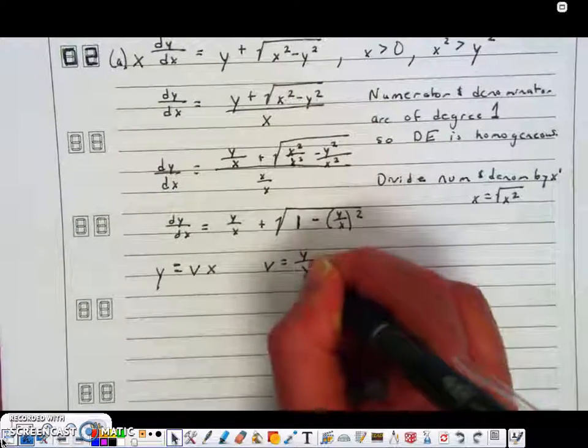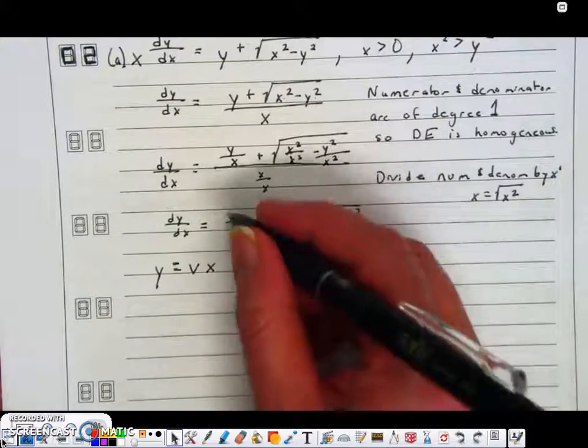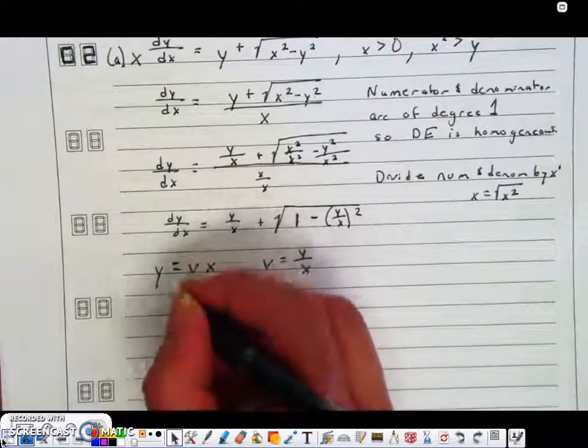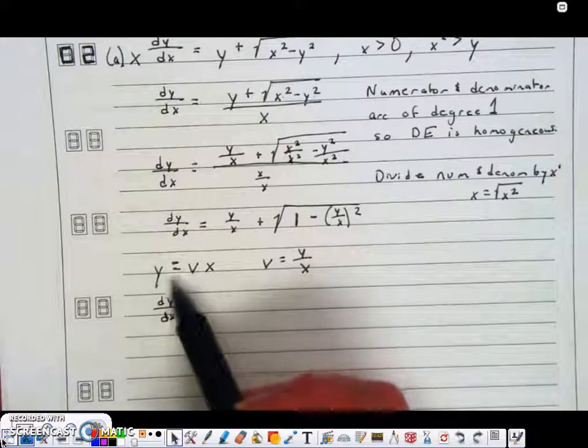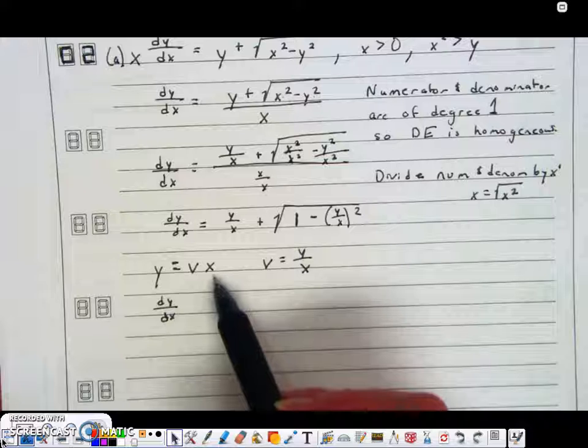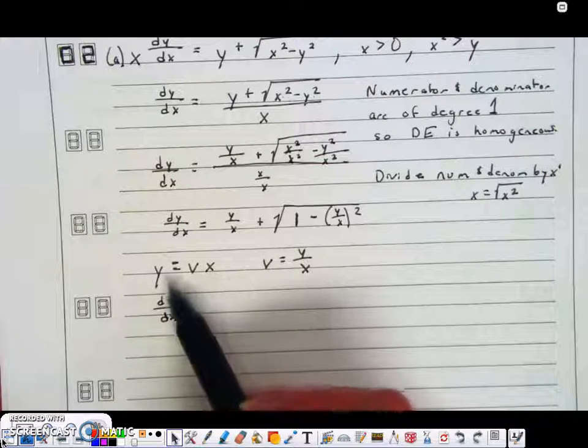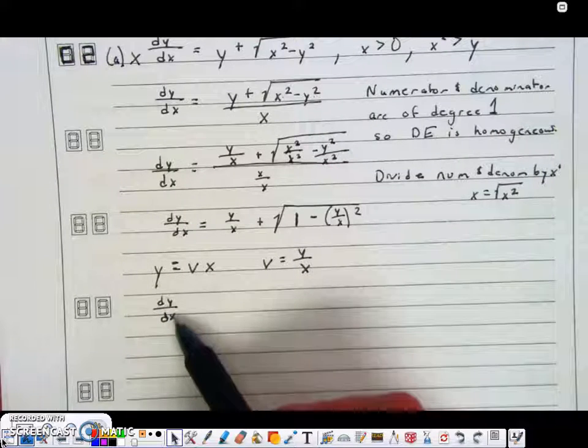So y equals vx, and then we're going to solve for v, which would be y over x. And that's what all these guys are going to turn into, and we also need to know what dy/dx is. What you're doing is taking the derivative all the way through this equation with respect to x. So the derivative of y with respect to x is dy/dx.